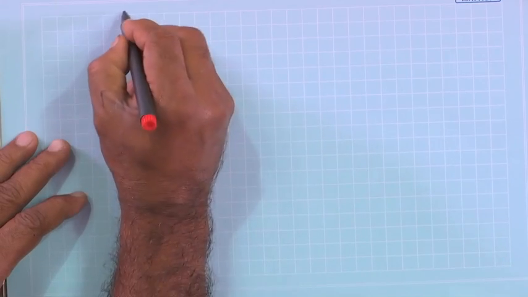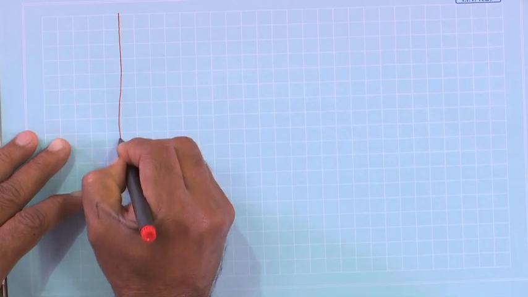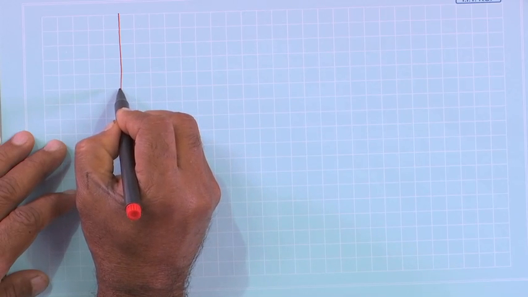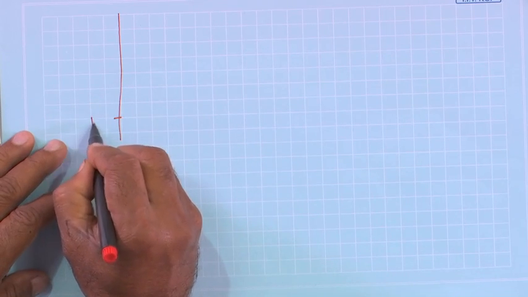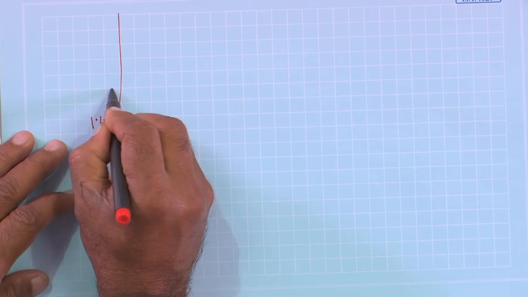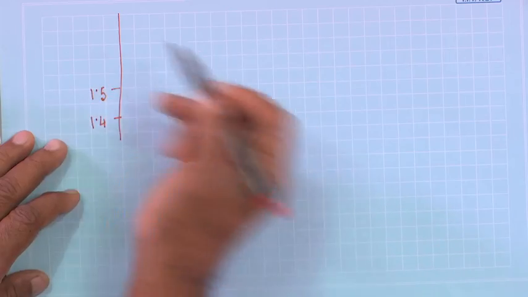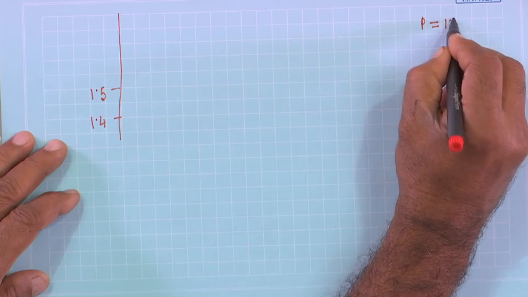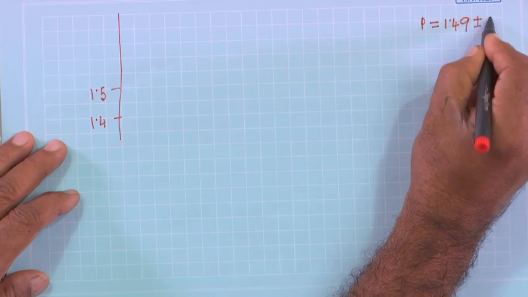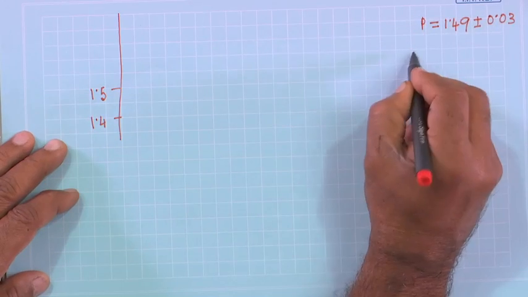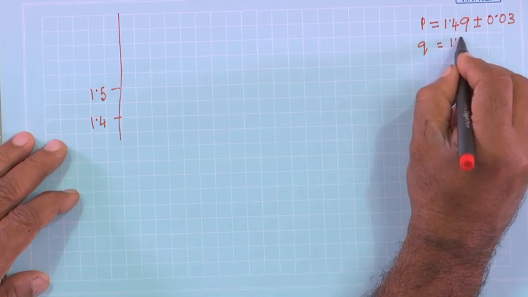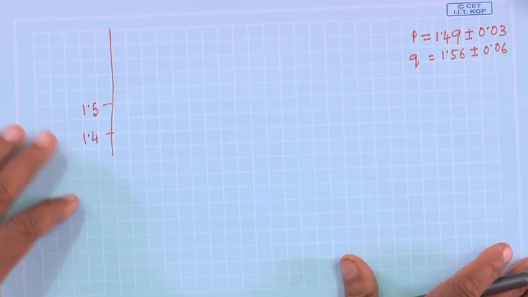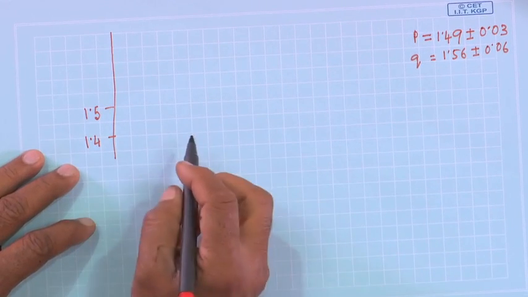In this case I will take a graph paper and scale it, say this is 1.4, this is 1.5, because my initial values are: initial momentum P equal to 1.49 plus minus 0.03 and final momentum Q equal to 1.56 plus minus 0.06.